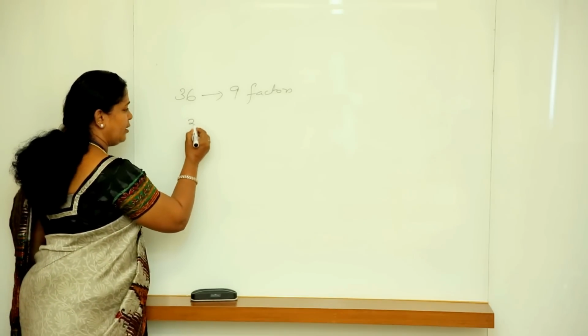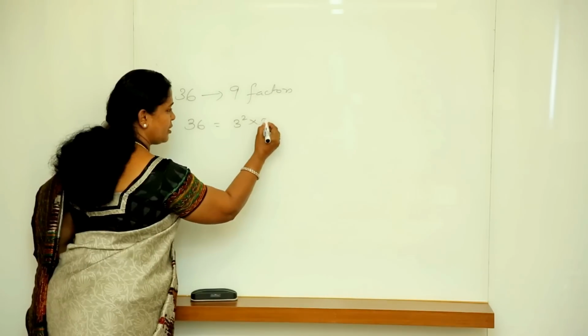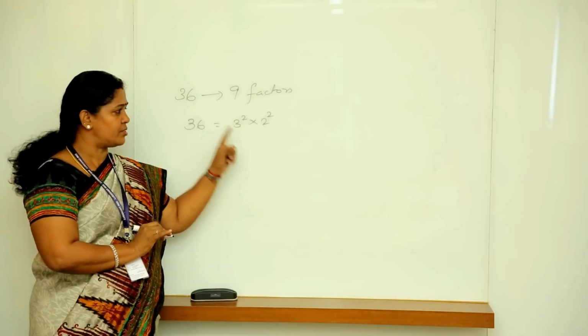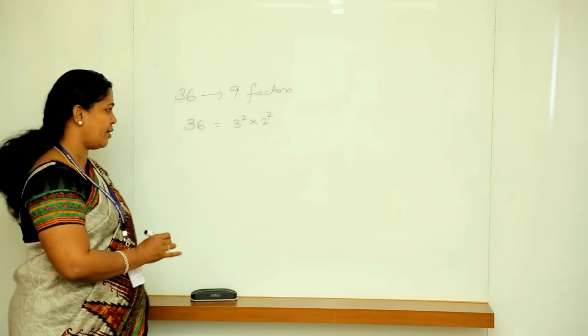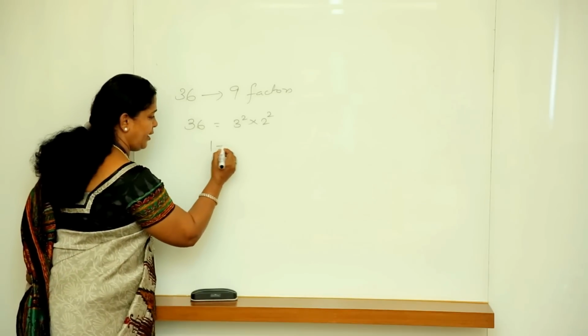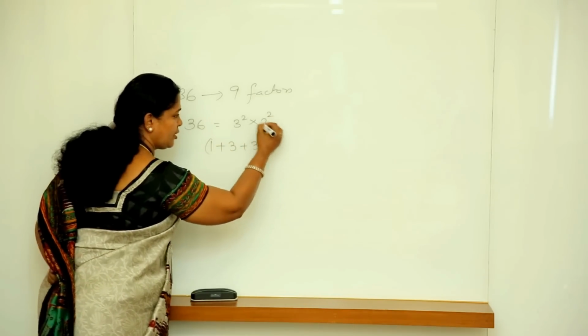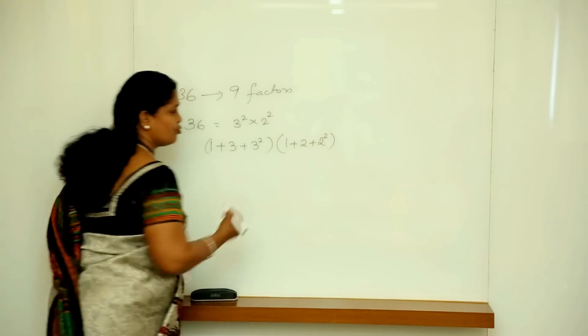Now again, 36 was expressed as 9 into 4, that is 3 square into 2 square. This was how 36 was expressed. Now I'll give a different format to this 3 square and 2 square. 3 square I'll write as 1 plus 3 plus 3 square, and using this, 2 square I'll write as 1 plus 2 plus 2 square.